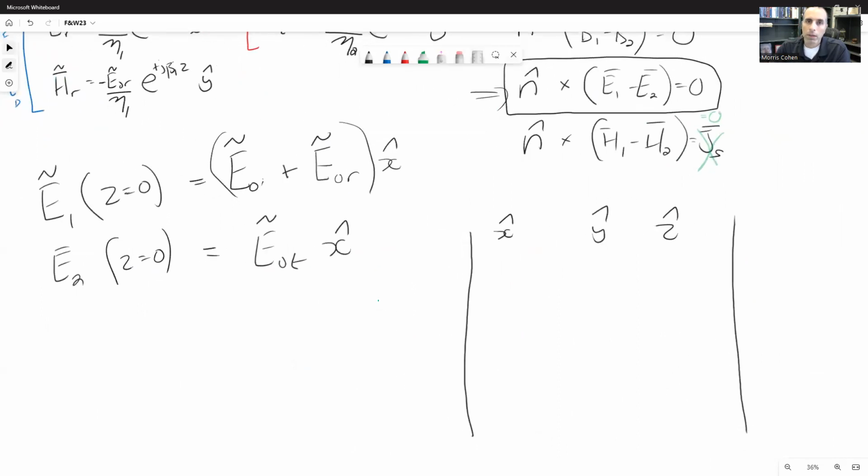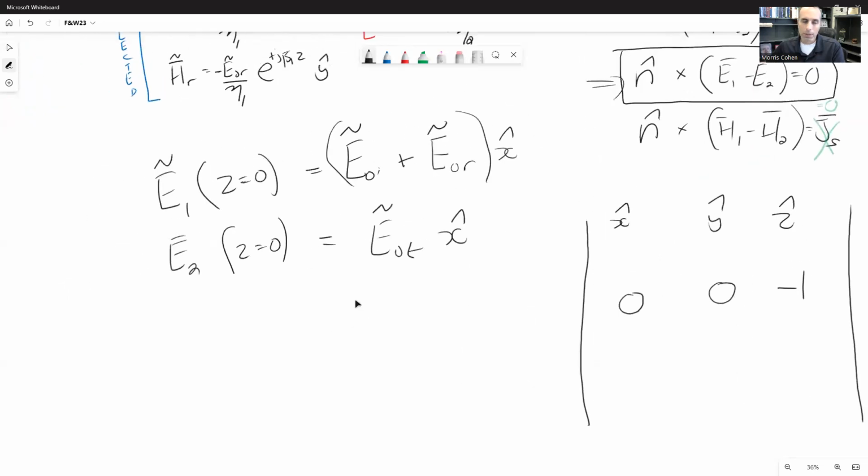So the way we're going to represent that is with a 0, 0, and a negative 1, because n hat is oriented in the negative z direction. All right, so this second row is basically the n hat portion of this. Now in this third row, we want to put out h1 minus h2. And since h1 and h2 both have only a couple components, we're going to simplify this. But first, let's figure out what h1 and h2 are, since we only wrote down the electric field.